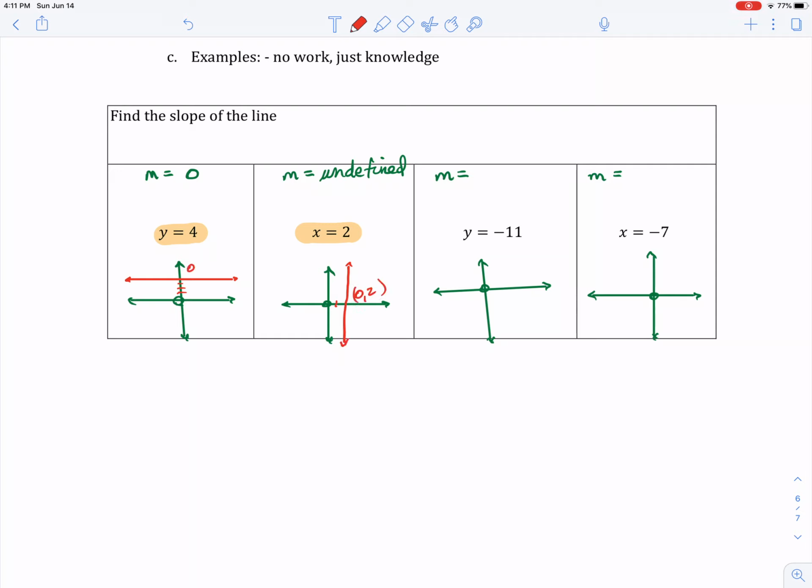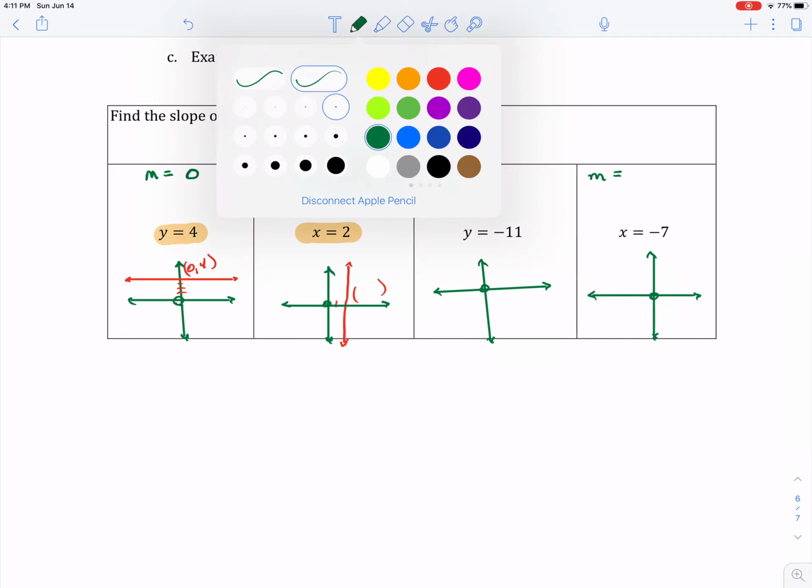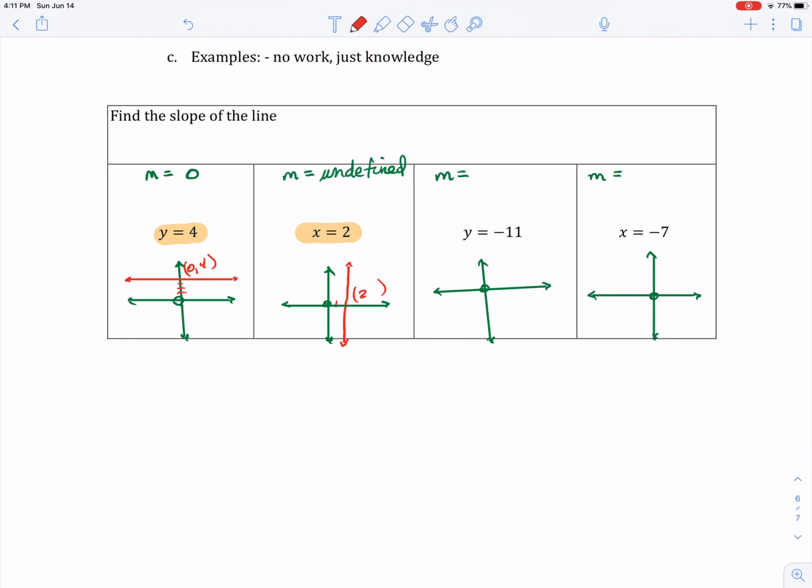I didn't label this. Let me label that. And I labeled this one backwards. Sorry. There, that's better. There, now I have it right.